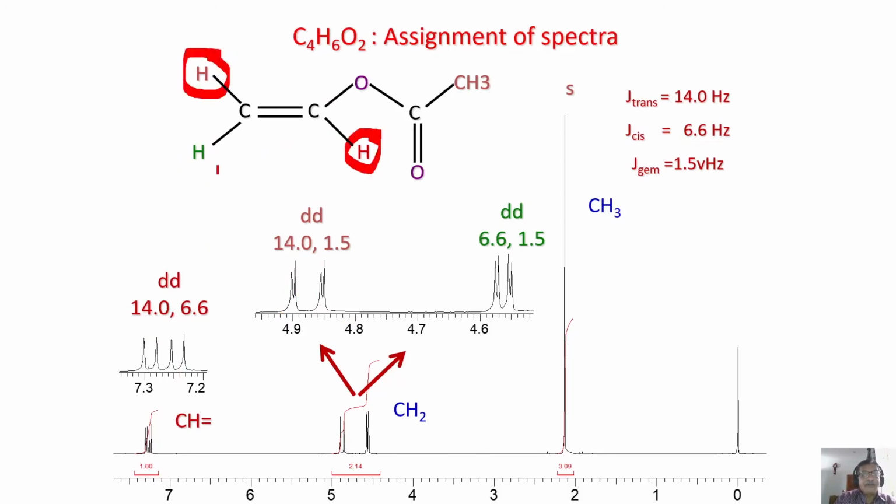Now what is left? Only this. So what type of coupling can this proton experience? It can experience a vicinal coupling with this proton of 6.6 Hertz and a geminal coupling of 1.5 Hertz. So this is a small spread, a first doublet of 6.6 Hertz and a further doublet of doublet because of geminal coupling, and this type of pattern can be assigned to this proton. You understand how to do that?